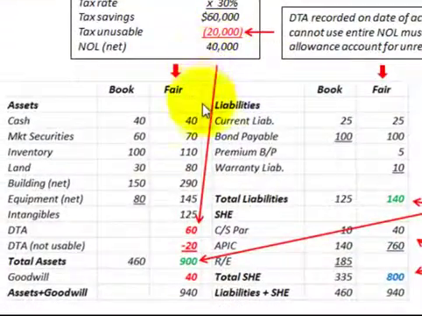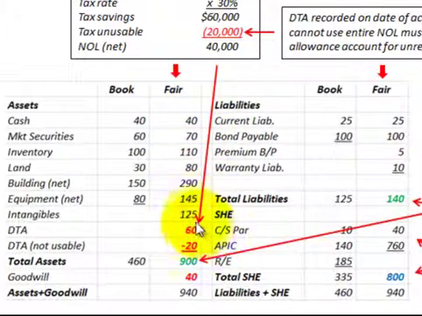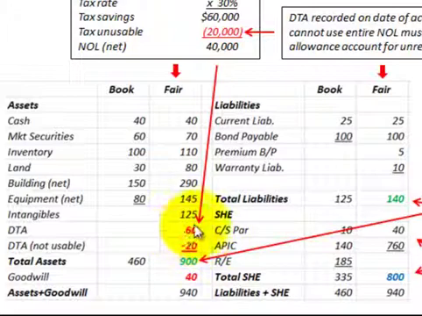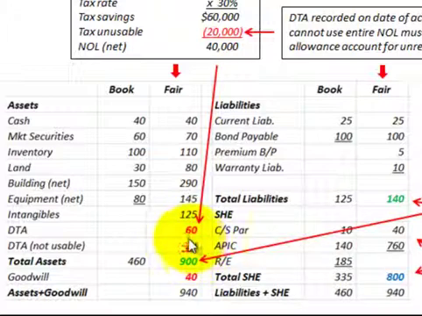Going down, looking at our balance sheet, we have a deferred tax asset recorded of $60,000 at the fair value, and then we have a $20,000 unusable amount, which would be an allowance account for this deferred tax asset.